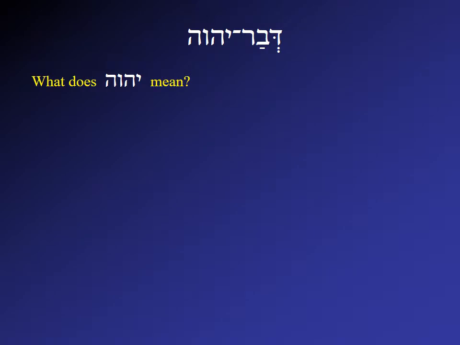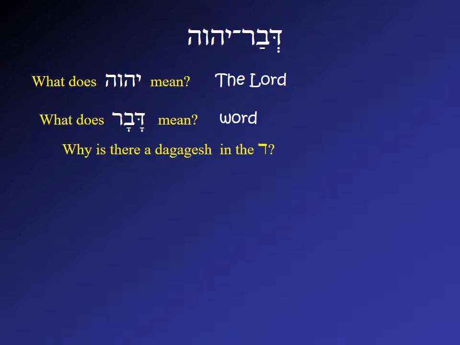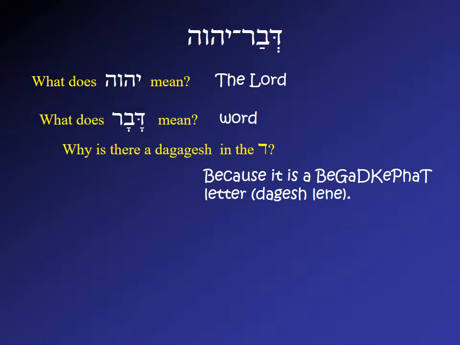First question is, what does Adonai mean? As we know from previous lessons, Adonai simply is the proper name, the Lord. The second word, Devar, is recognizable as our vocabulary word, Davar. We'll talk later in the lesson about why the vowels have changed. So what does Davar mean? Word. Well, why is there a dagesh in the initial dalet? Of course, dalet is a begag fat letter. This is at the beginning of the word, so this is simply dagesh leni. It has no grammatical significance.